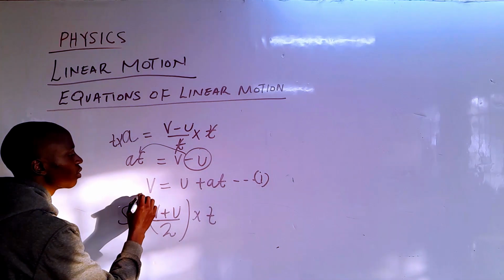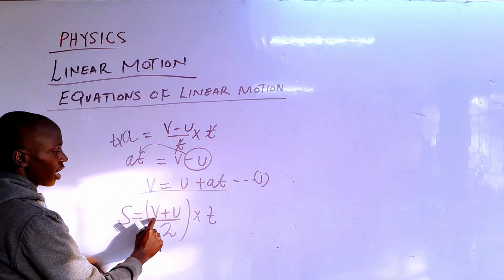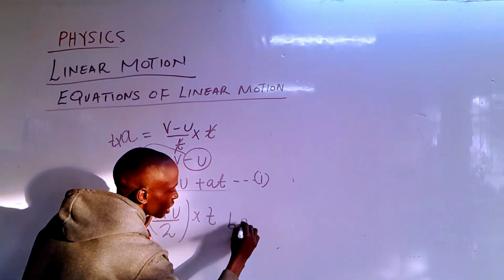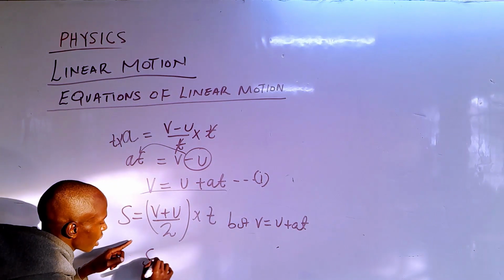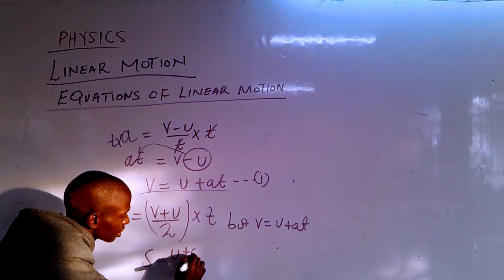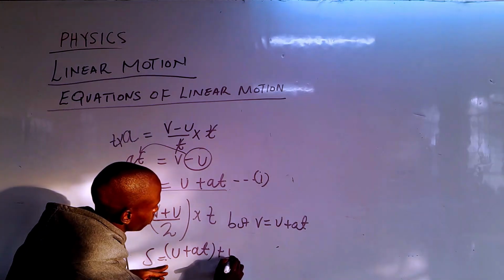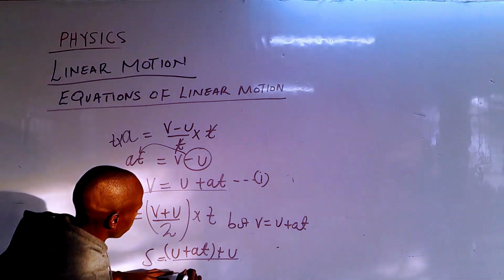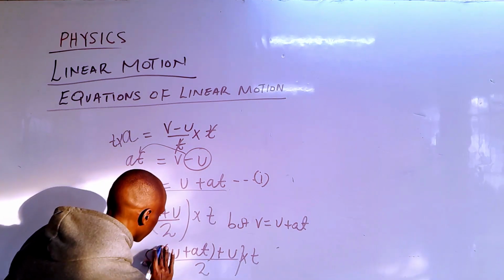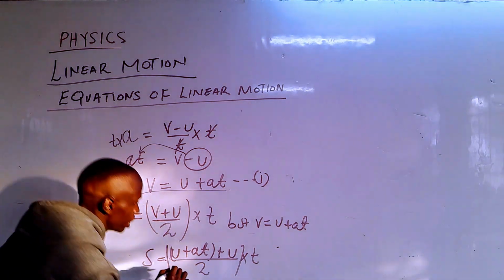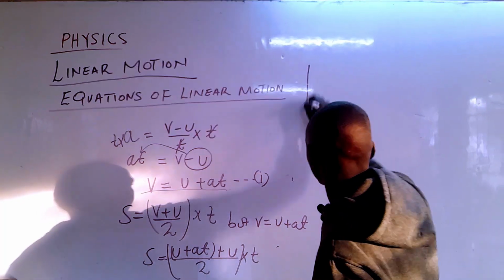But now we know the value of v. v is u plus at. So we are going to take v here and replace it with this. So here we say, but v equals u plus at. So we now replace v here. So s equals u plus at, plus u, divided by 2, times t. So from there now, we simplify the equation in this manner.